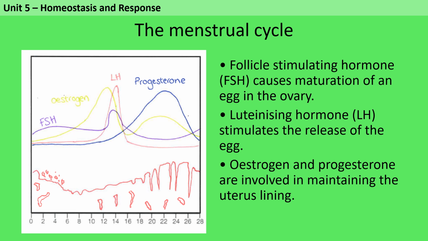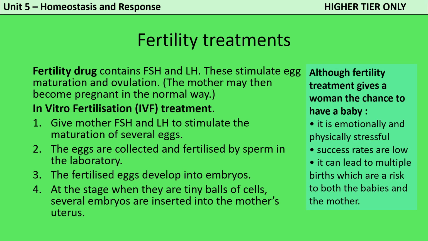High progesterone levels maintain the uterus lining, and if pregnancy occurs, progesterone levels will remain high so that the uterus lining remains intact. If you're taking higher tier, you also need to be able to describe the use of sex hormones in fertility treatments. Fertility drugs contain follicle-stimulating hormone and luteinizing hormone, which together stimulate egg maturation and ovulation. Some women may be able to conceive naturally after receiving a dose of fertility drug.